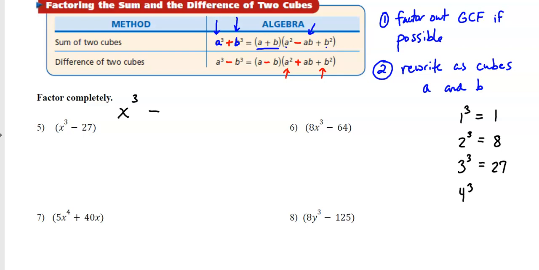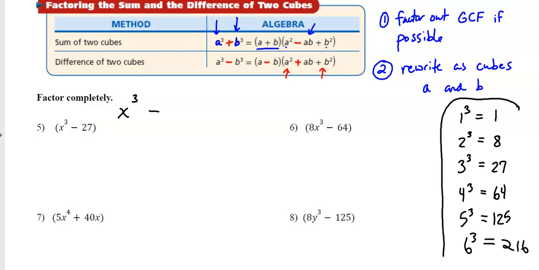4 to the third power is 64. 5 to the third, 5 times 5 is 25, times another 5 is 125. Usually we don't go much bigger than this. I might do 6. 6 times 6 is 36, times another 6 would be 216. But these numbers here should jump out at you if you see them, to know that they're perfect cubes. Kind of like we know our perfect squares up through 100. But the cubes get really big really quick. So I notice 27 is 3 to the third. So I can rewrite that 27 there as 3 to the third power.